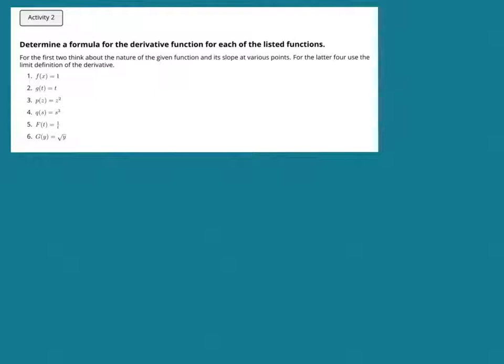For the latter 4, we are going to use the limit definition of the derivative. All right, so turning on our reminder brains, that means f prime of x is equal to the limit as h goes to 0 of f of x plus h minus f of x all over h.